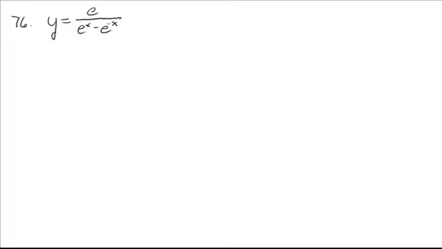We're going to take the derivative of y equals e over e to the x minus e to the negative x. And this is e with no x, so this is actually just a constant. This is probably going to be easiest to do with quotient rule. You could bring this up to the numerator and do a chain rule.